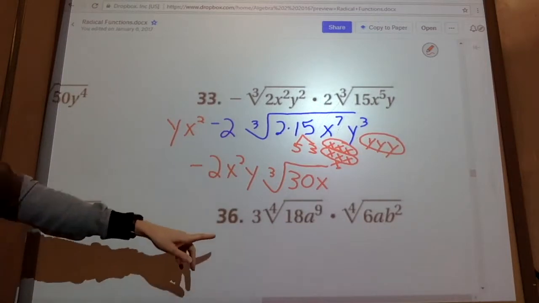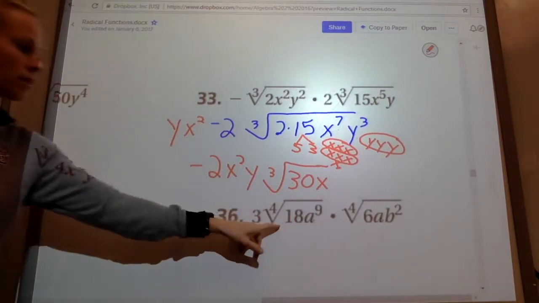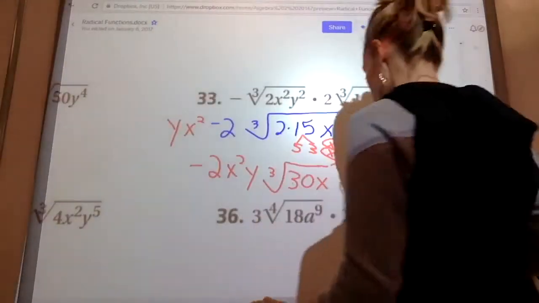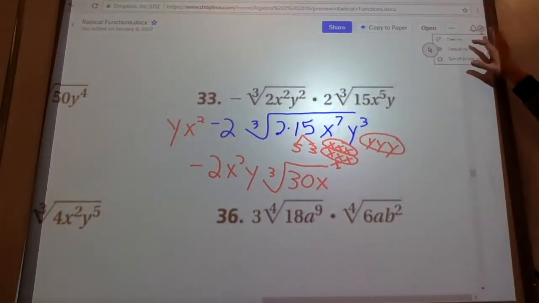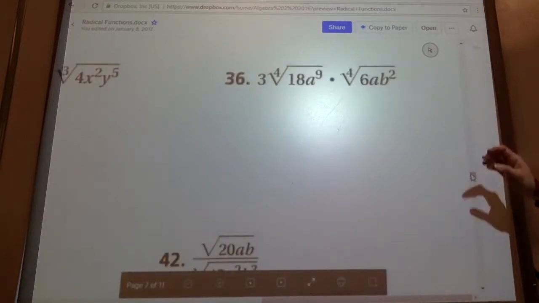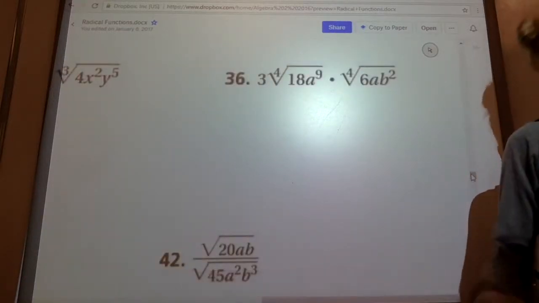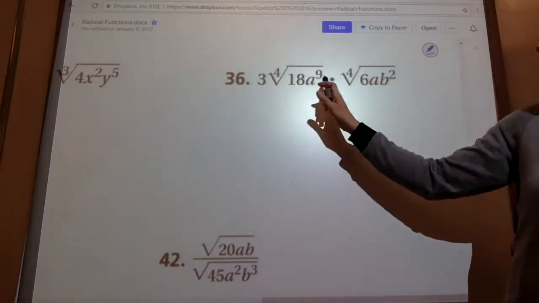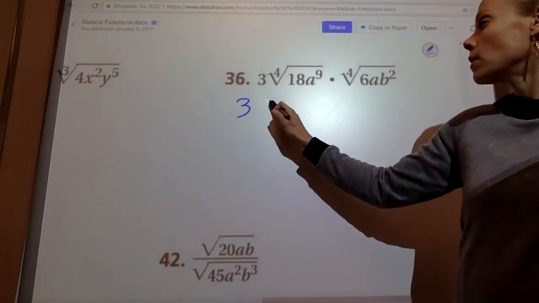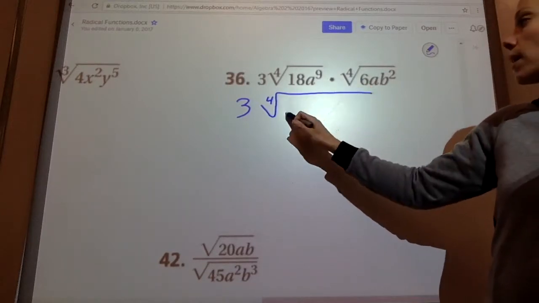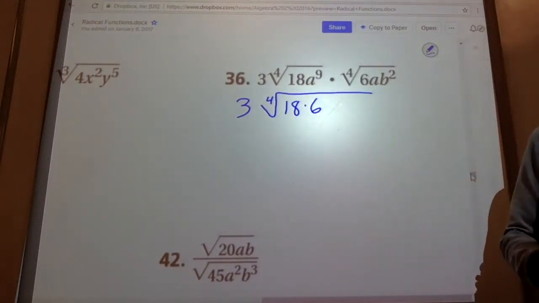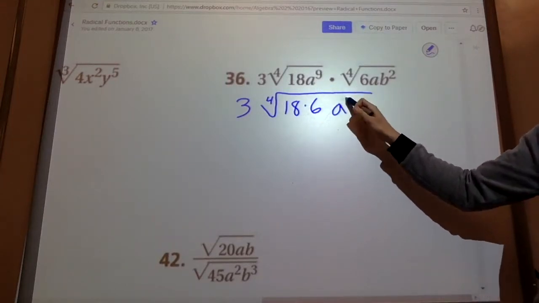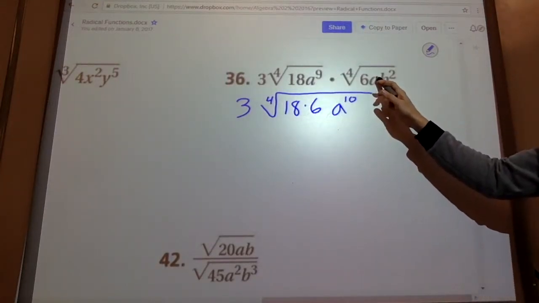Okay. Let's do one more. Let's do this 4th root, and then we can do homework. So fourth root, what's my rule with fourth root? I need how many to take one out? 4. You need 4 of something to take one out. So let's see. 3 times 1 is 3. Fourth root, and I'm going to leave that, 18 times 6. And then a to the 10th, because 9 plus 1 is 10.